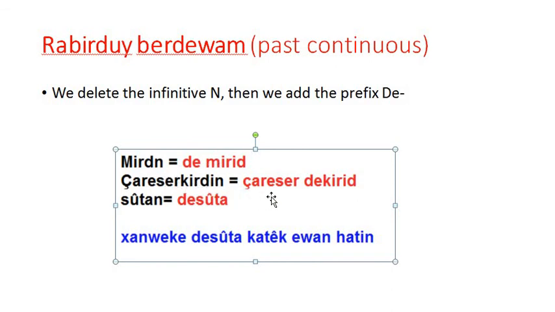Çara ser kirdin, çara ser dakir. Look, because çara ser kirdin is a compound verb, it's basically a combination of noun and verb. It also can be a combination of adjective and verb. Okay? Can kirdin, for example, means beautify. But here we have a noun and dakirt. Okay?